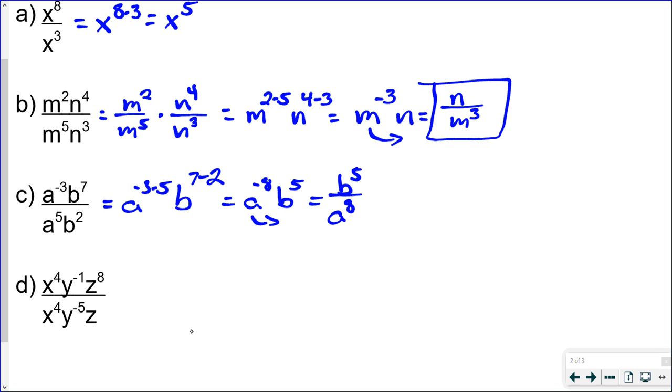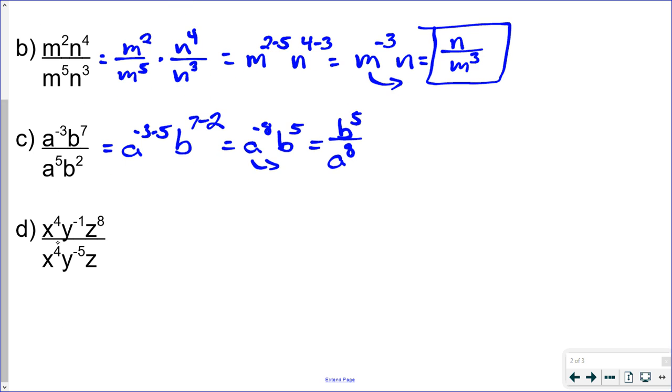And there you go. So some students will ask, well, can I simplify this? And the answer is no, because they don't have the same base. So you can only use this if the base values are the same. All right, so let's look at one more of these.